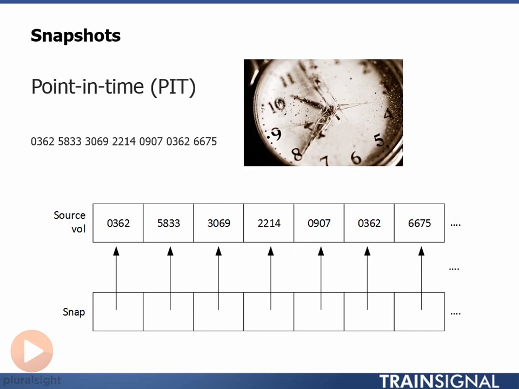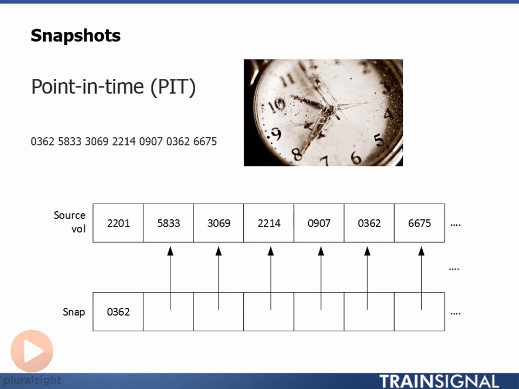Let's say that since our snapshot was taken, a host issues a write command to update the contents of block 1 in our source volume. But before updating the contents of block 1 in the source volume, the system copies the original contents, in our example this is 0362, to the snap volume, and there it goes. And after and only after the original contents are copied to the snap volume, can block 1 in the source volume be updated with new data, as it is right there.